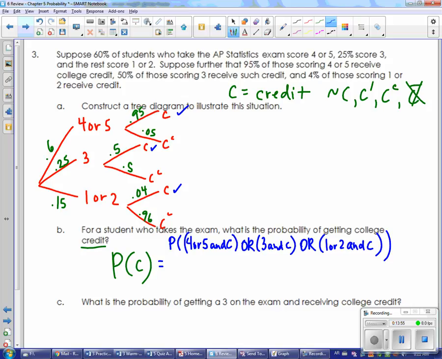Okay, so we have multiple things going on here. I know with "and" I multiply, with "or" I add. With the tree diagram, you don't have to write out this line. It's not necessary, but I do want to see the things that you're multiplying together.